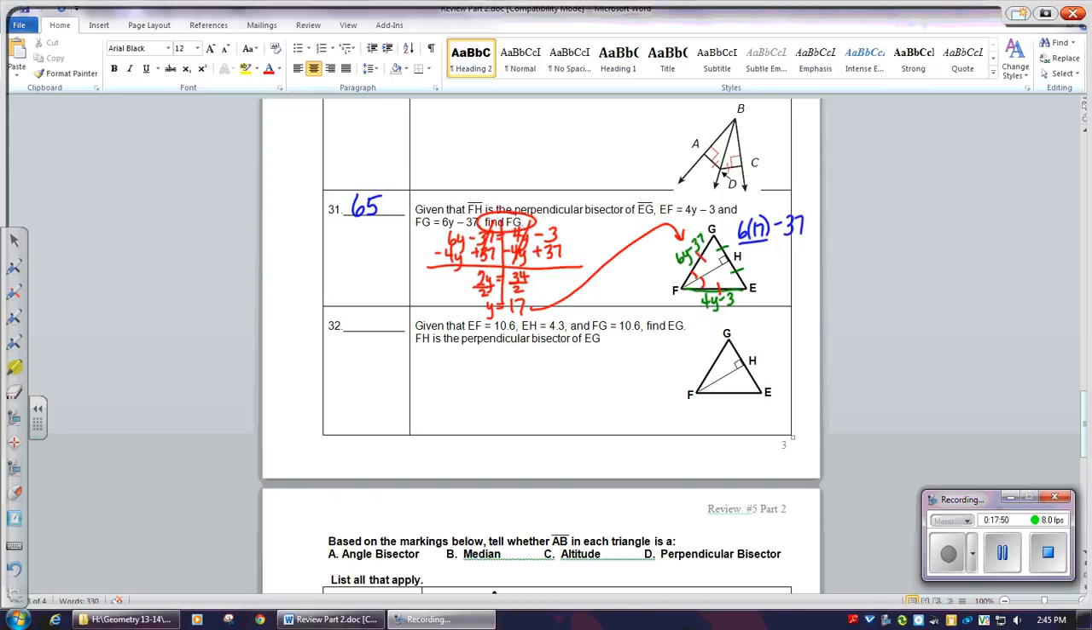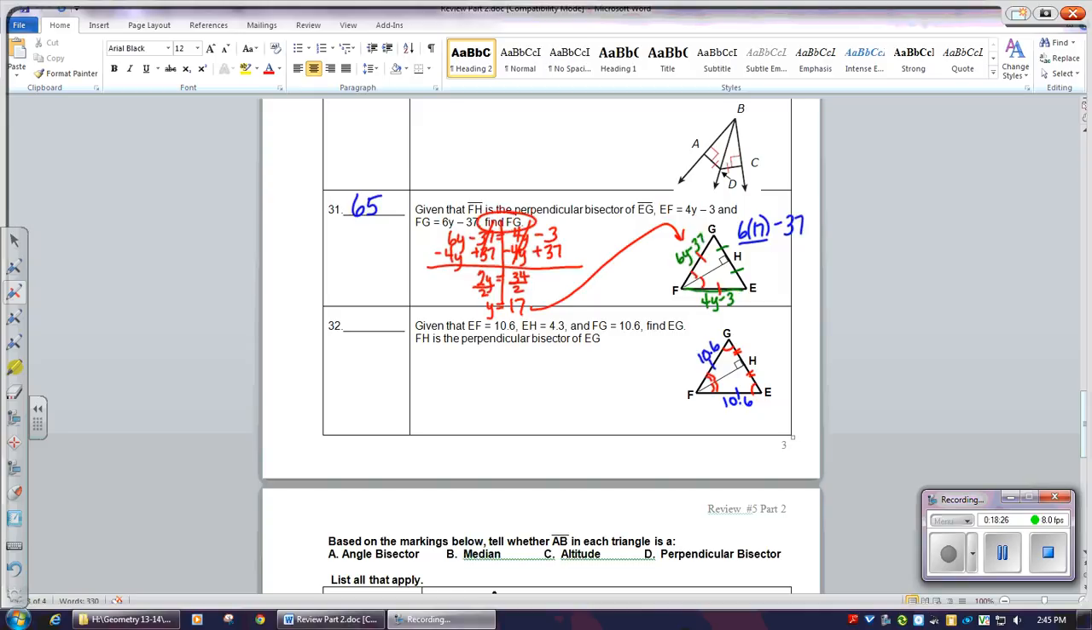And then number 32. Given that E to F is 10.6, and F to G is 10.6. Aha, what do you know? It's isosceles. If it's isosceles, the base angles are congruent. If it's an altitude, which it is, then we also know that it's a median, and it is an angle bisector. So we know a whole lot of things now once we saw that it was isosceles. It wants us to find EG.